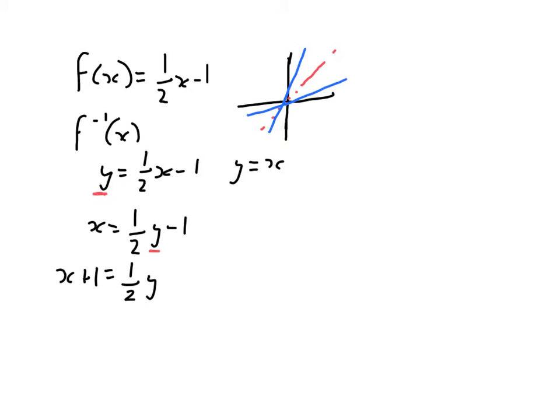Now I've got 1/2 y, that's 1 divided by 2. So to get rid of the 2, I times both sides by 2. So I've got 2x plus 2 equals y. So that means f inverse of x equals 2x plus 2. And we're done. That's the inverse.